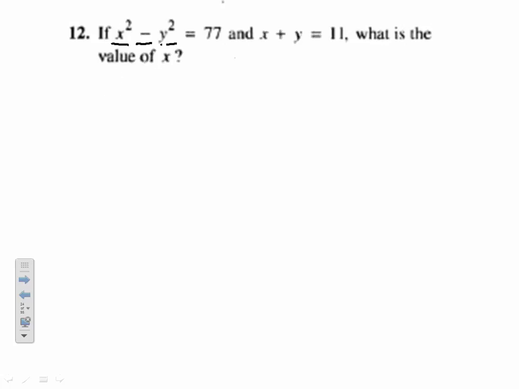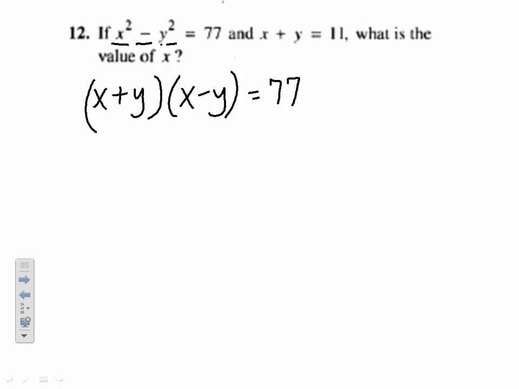So whenever you see the difference of two squares, you break it down like this. If you wanted to test it in FOIL, you would find that it would give you x squared minus y squared. So we'll just break that down and set it equal to 77, since we were told this equals 77. Then we're just given that x plus y is 11, and this can kind of be a trigger for you, because in these problems, they will typically give you either x plus y or x minus y equals a number. And then we just bring everything else down.